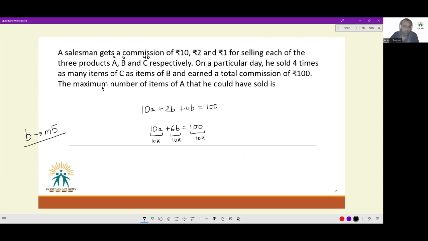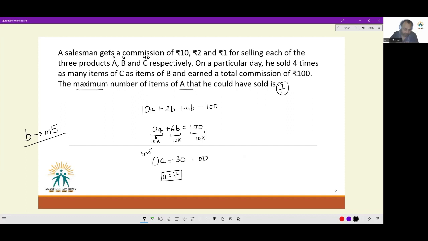Now, my final question was the maximum number of items of A that could have been sold. I want to maximize this. If I want to maximize this a, I have to minimize this b. B has to be a multiple of 5, and the smallest possible multiple of 5 that I can assign to b is 5 itself. That means 10a plus 30 is equal to 100, which gives me a is equal to 7. So the maximum number of items of A that we could have sold is 7.